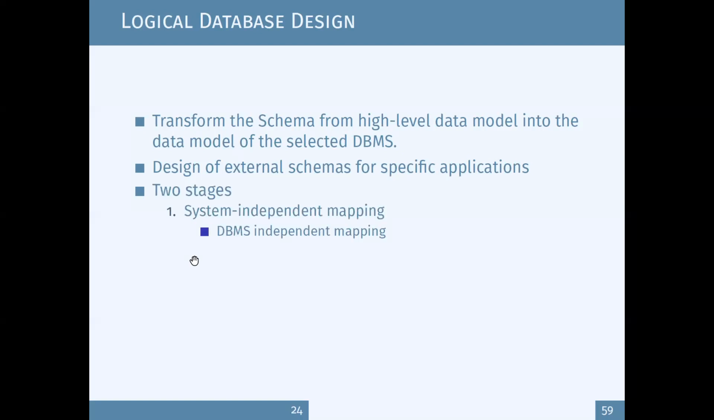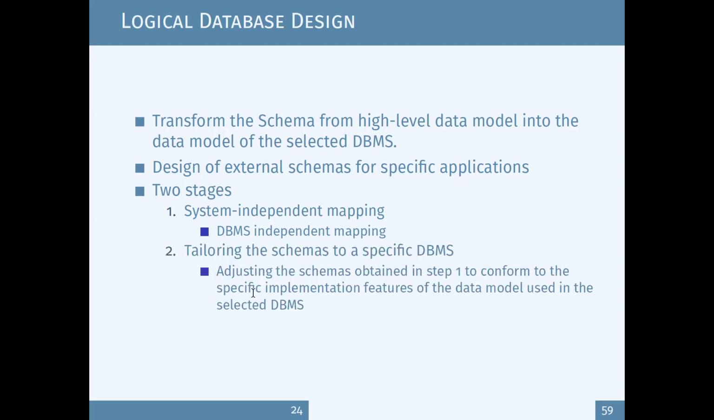There could be two stages. The first one, system independent mapping, or we can say database management system independent mapping. And then you can tailor, meaning changing the schemas to the specific database management system. So adjusted schemas obtained in step 1 to conform to the specific implementation features of the data model using the selected DBMS.